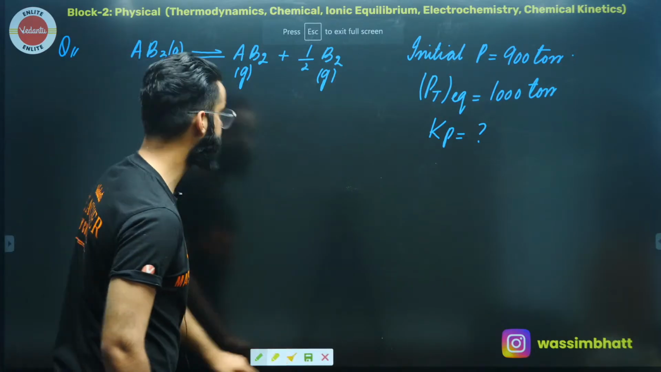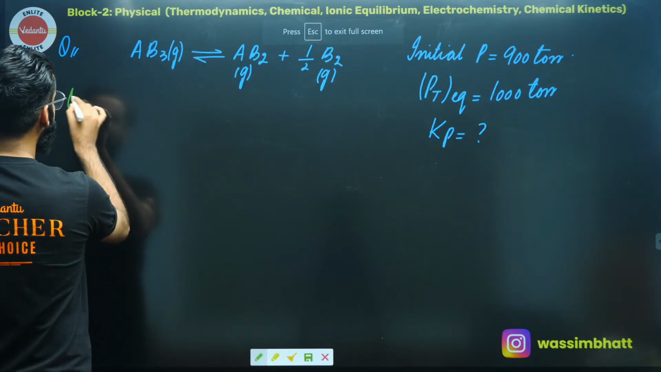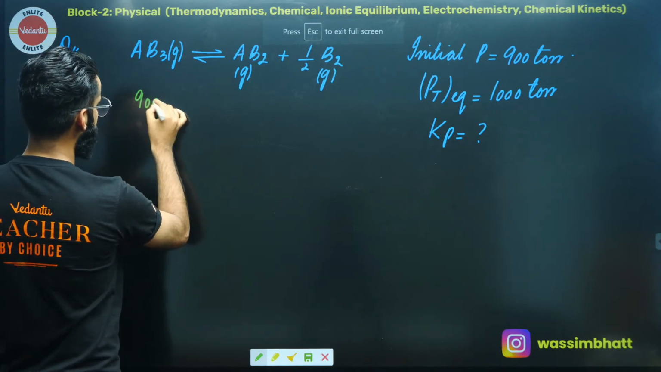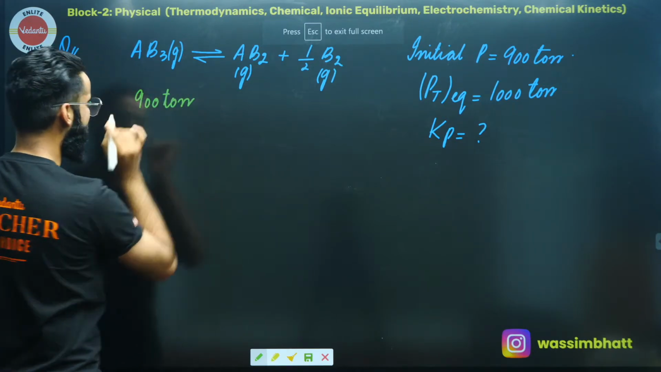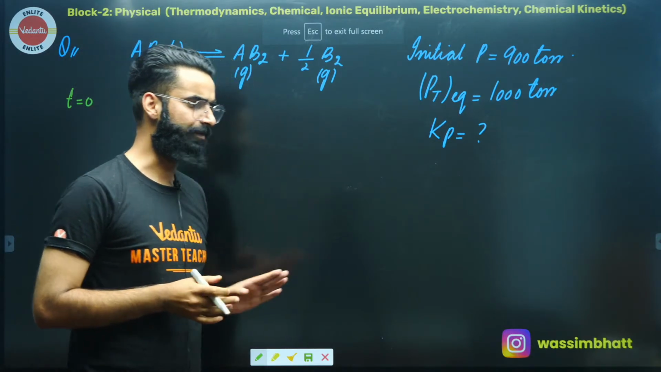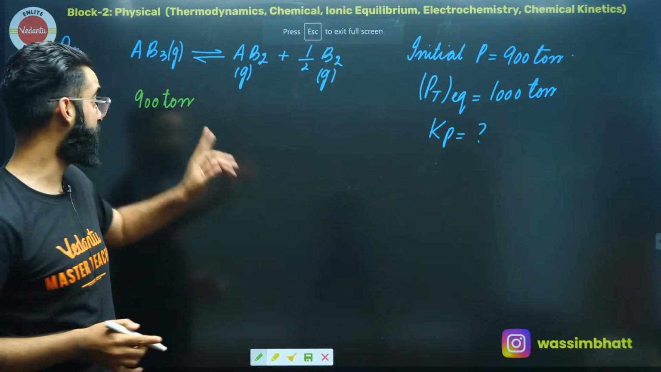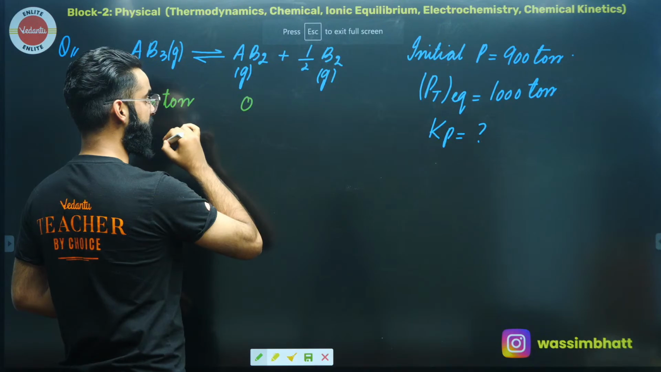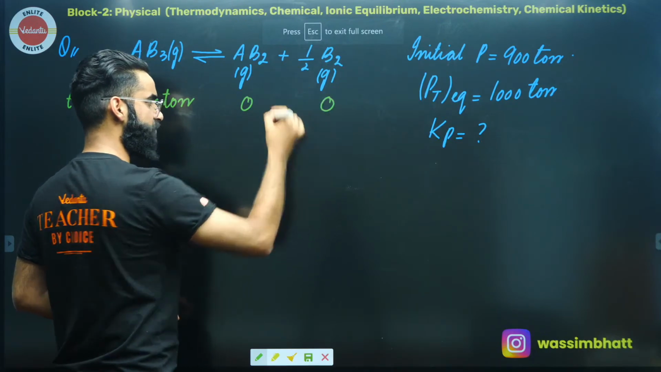Have a look exactly. See, guys, at time t equal to 0, the initial pressure of the reactant is given to me as 900 torr, right? And at time t equal to 0, initially there will be no product formed. There will definitely be no product formed at time t equal to 0, right? So the pressure due to AB2 at time t equal to 0 is going to be 0. Even this is going to be 0.